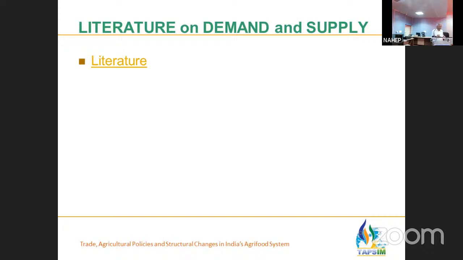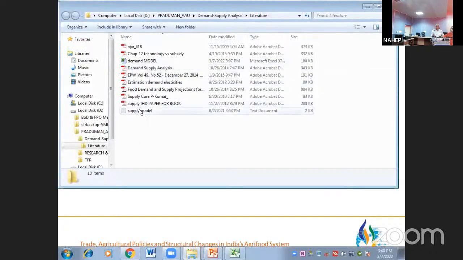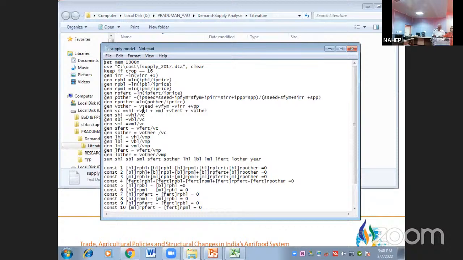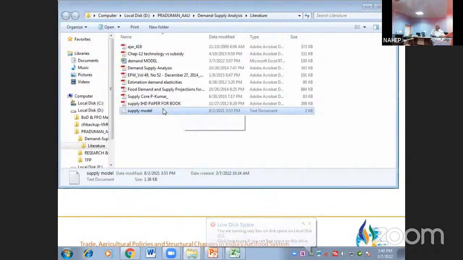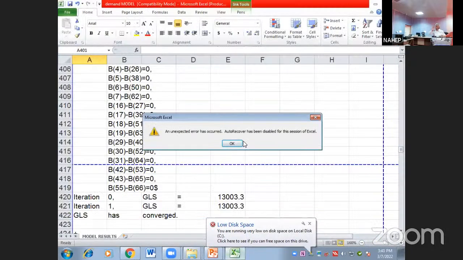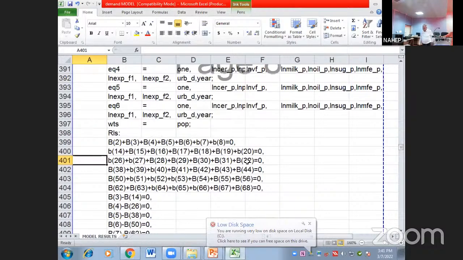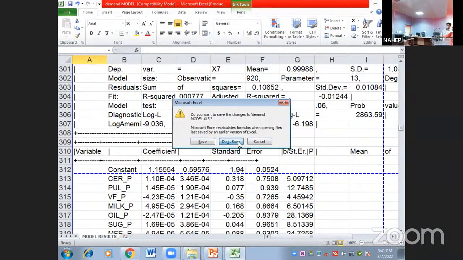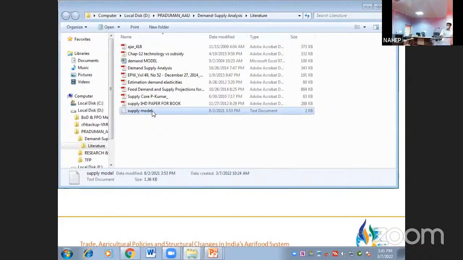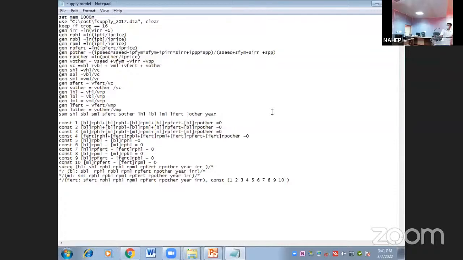Can you copy this? It is a supply model. Access. Okay. So we go this side. That's okay. Go to first line. That's all. Good.